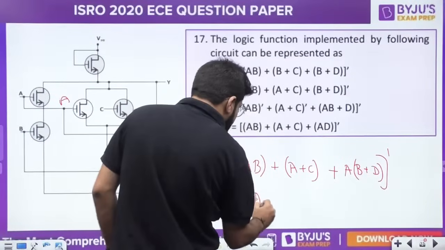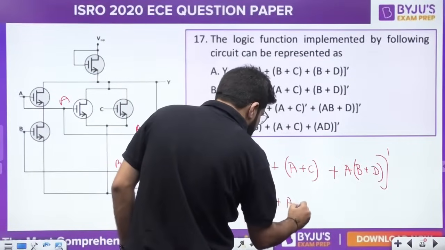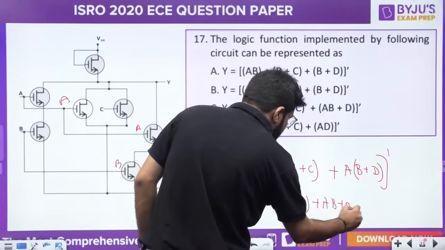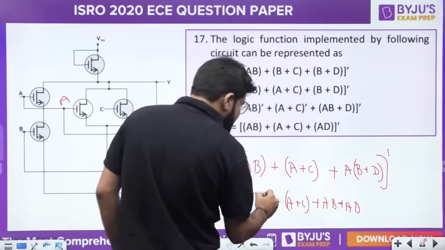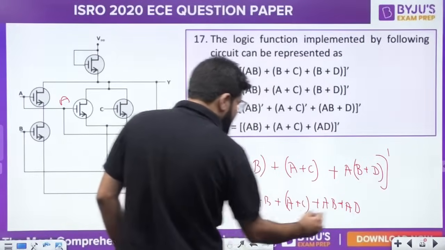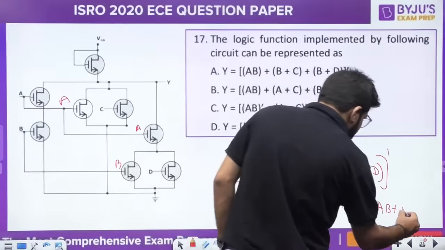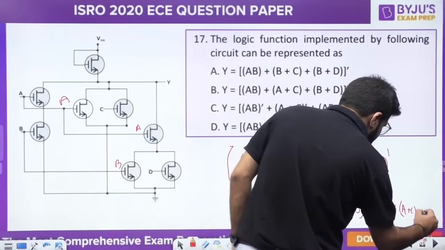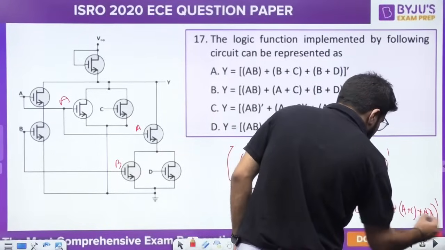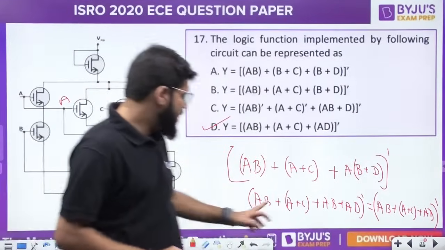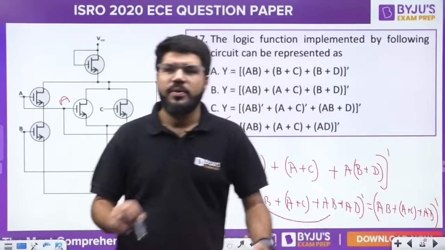So now this is AB plus A plus C, right? Plus AB plus AD, if you open this bracket. So what is AB plus AB? What is X plus X? It is X, right? So it will be just AB plus A plus C plus AD whole bar. Correct answer is D. This AB plus AB will be equal to 1AB.